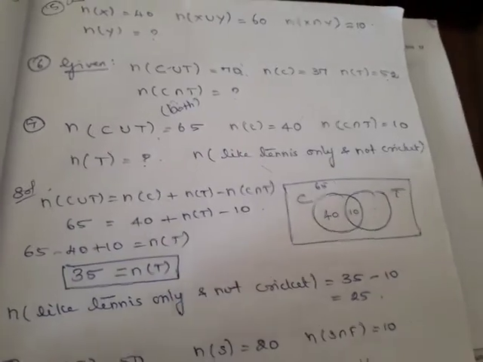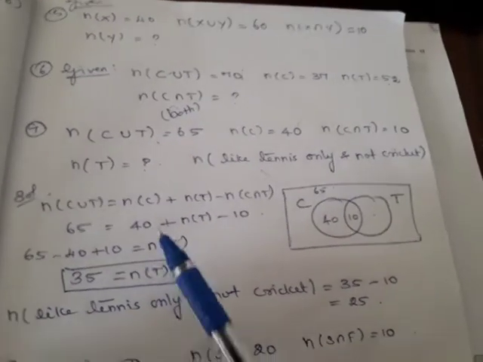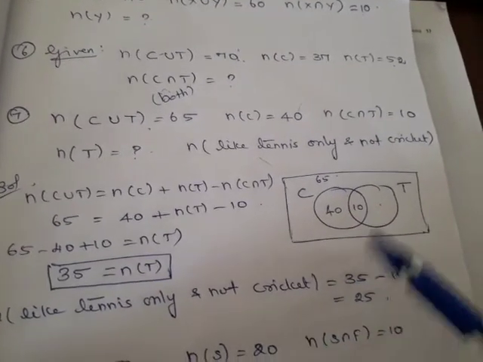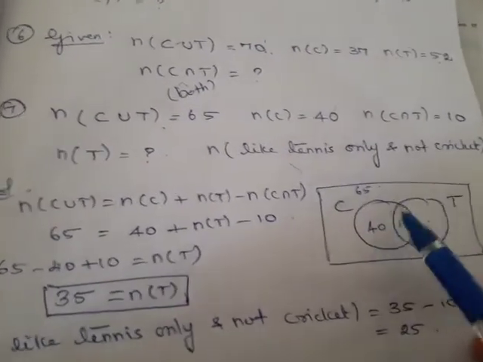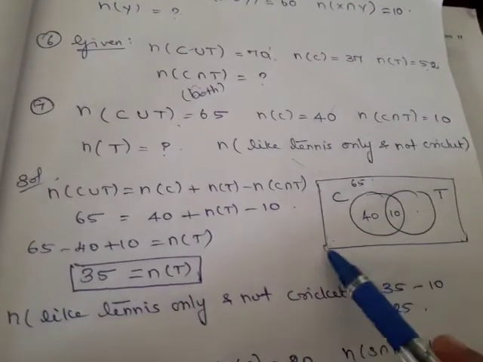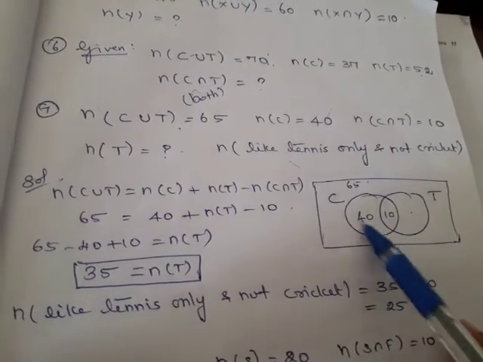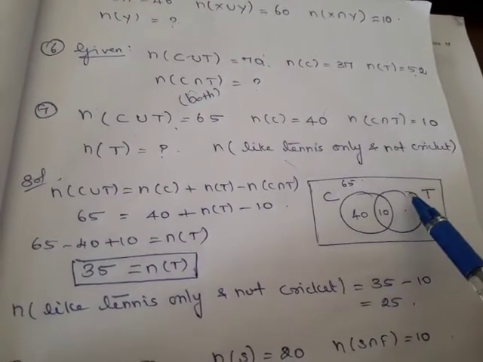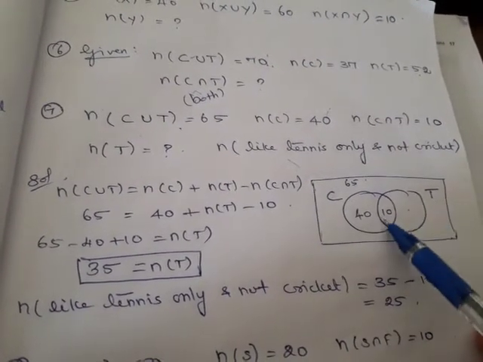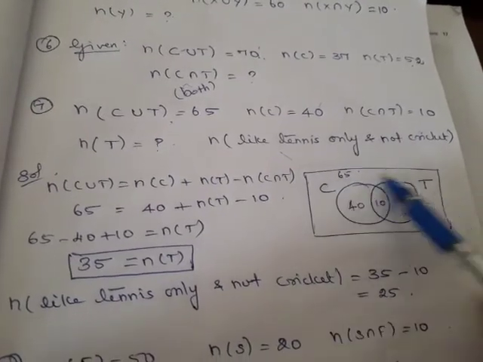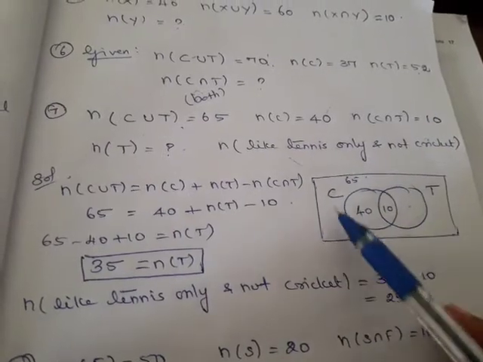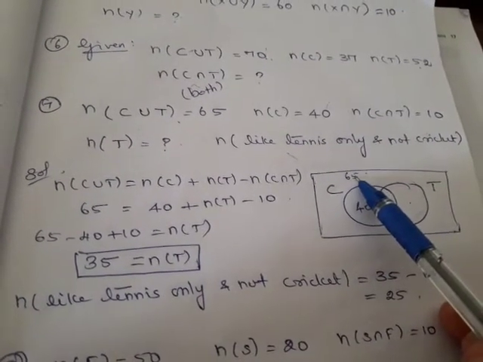Here I wish to explain how we can solve the problem using a Venn diagram. All these problems can be solved using Venn diagrams as well, and it will give you better clarity. Normally the universal set is represented using a rectangle and the subsets using circles. This circle denotes people who like cricket, this circle denotes people who like tennis, and this is the universal set, which means the entire group of people. How many people are there? 65. So I have written 65 here.